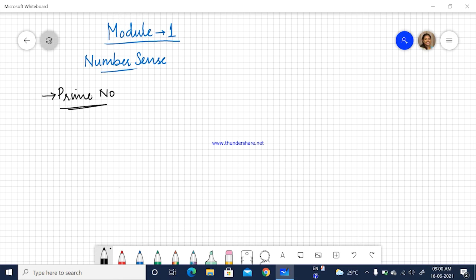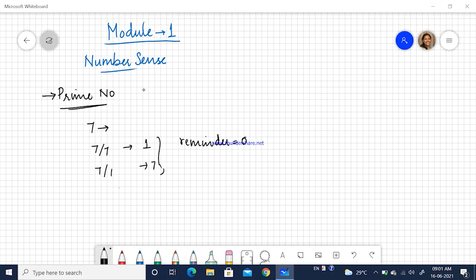A prime number is a number which has only two factors: the number itself as well as 1. For example, 7 is a prime number, which has the factors 7 as well as the number 1. How do we know that they have only two factors? When you divide 7 by 7, you'll get 1, as well as when you divide 7 by 1, you'll get 7. So these are the two factors, and the remainder will be 0.